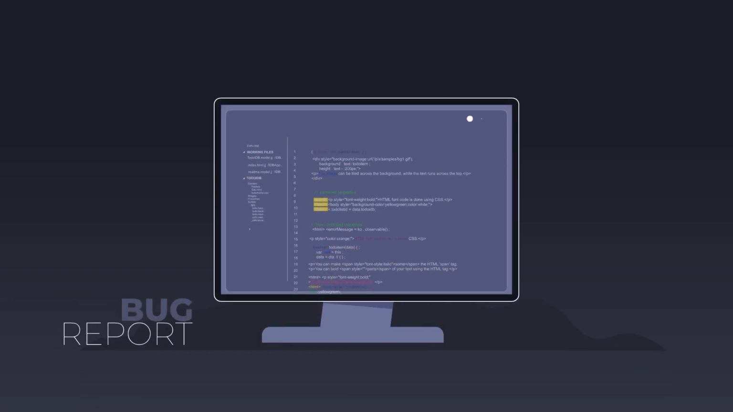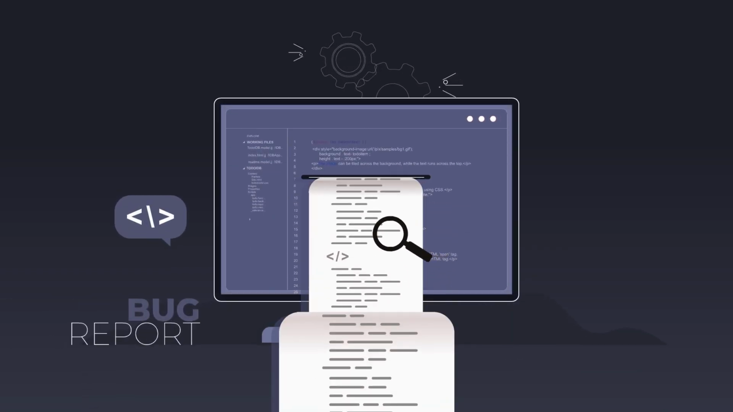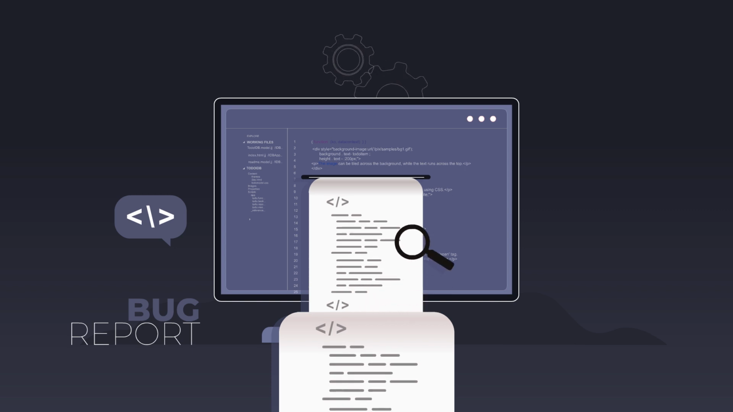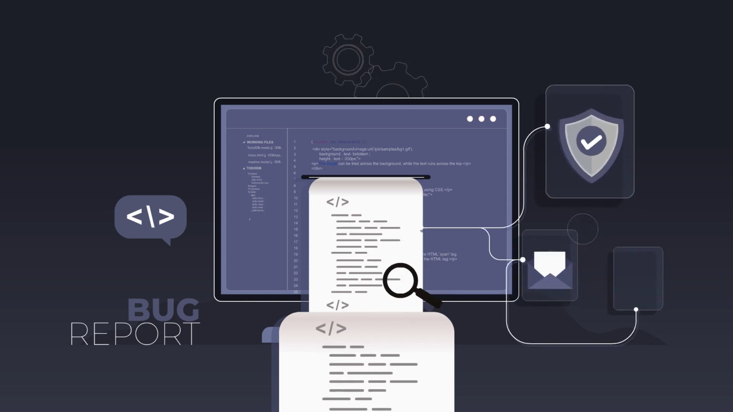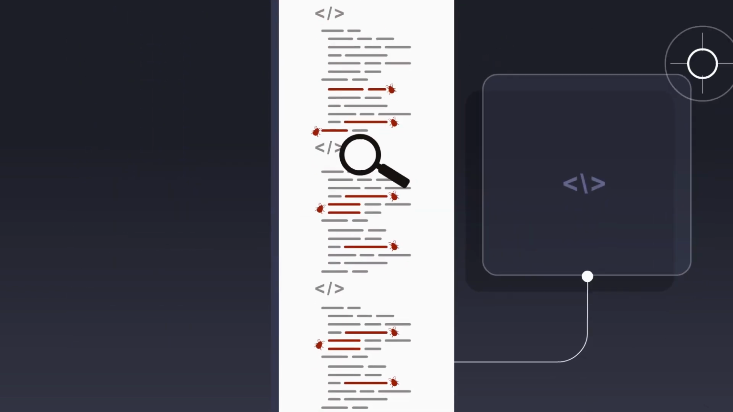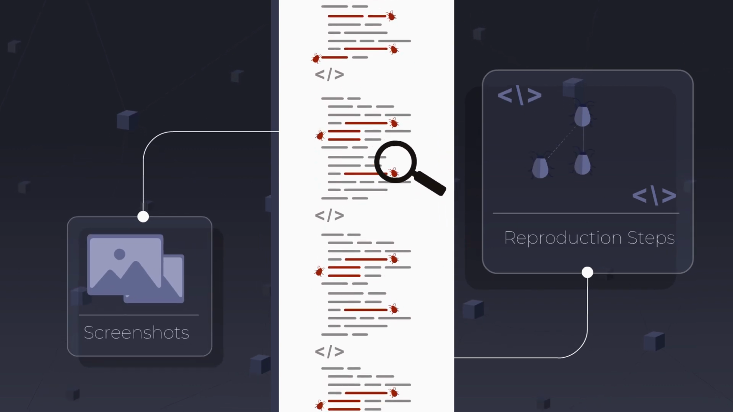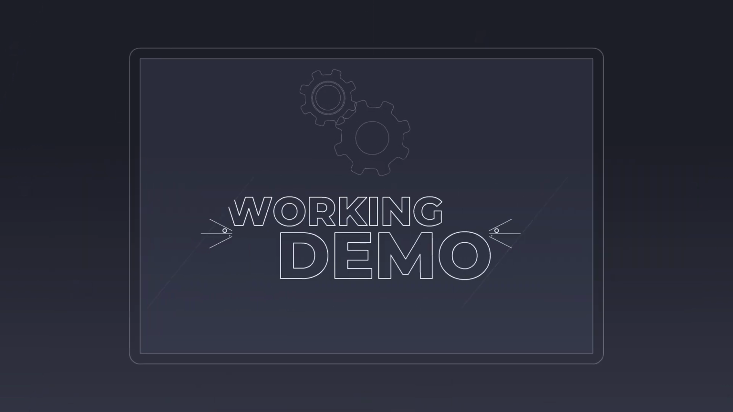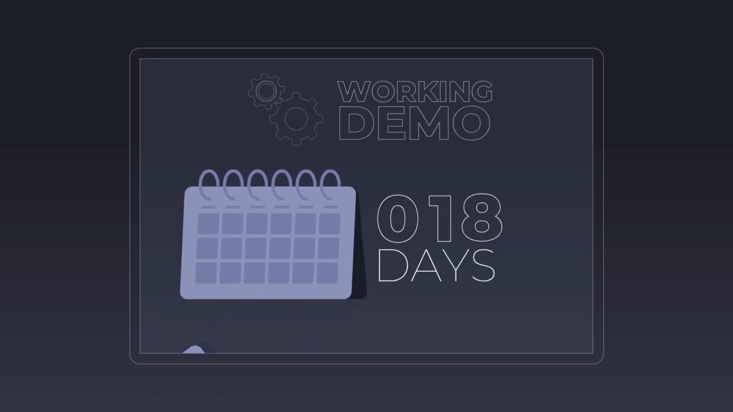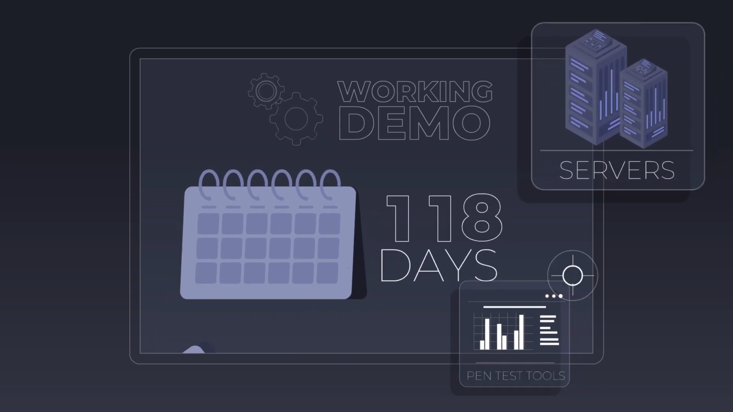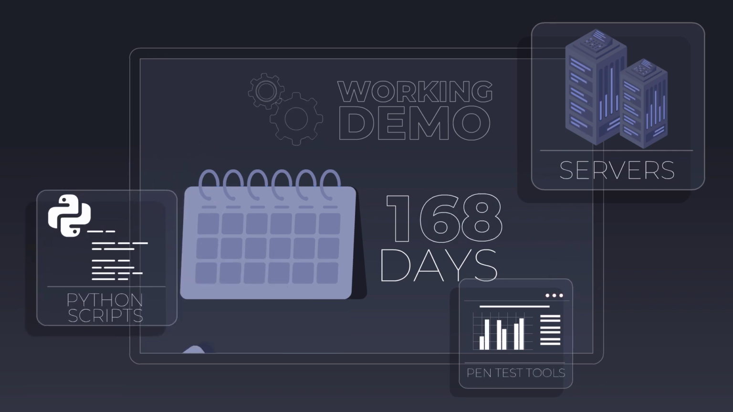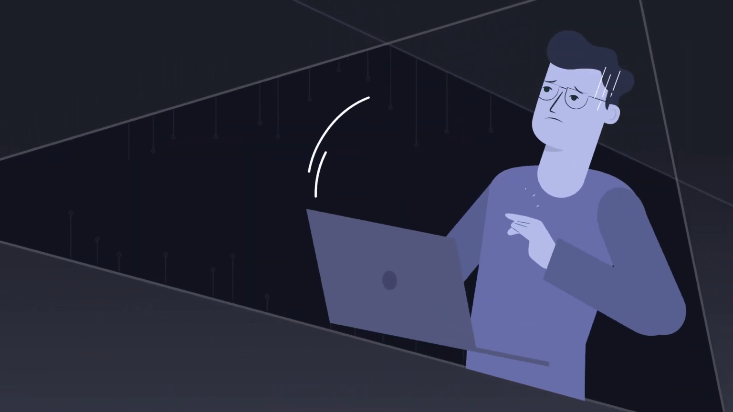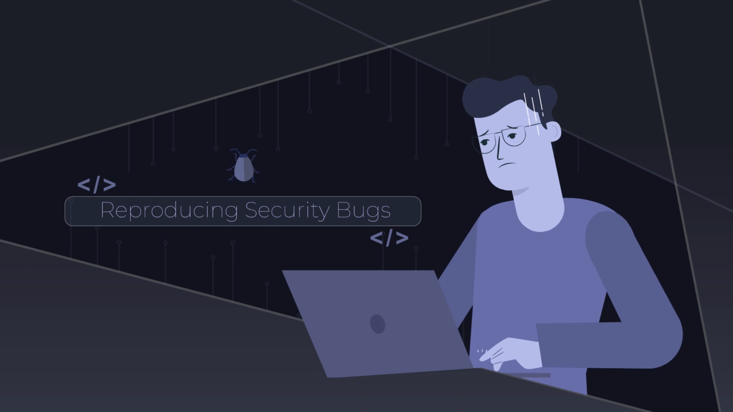Getting bug reports is an essential part of maintaining production software, especially when these reports are about security issues. These bug reports might contain reproduction steps or screenshots. However, setting up a full working demo can take days or even weeks. These bugs might require you to set up servers, install pentest tools, or even run Python scripts. Let's face it, reproducing security bugs is a pain.